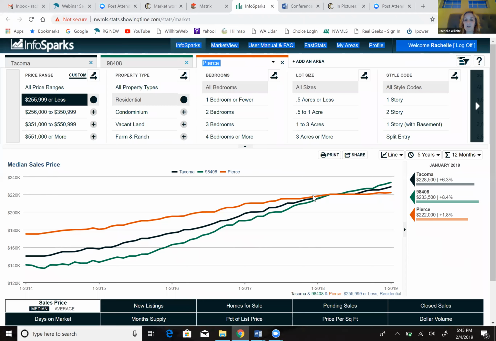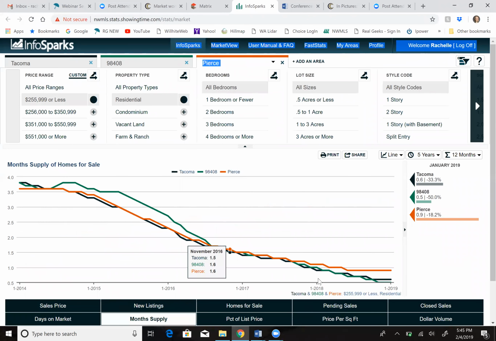Now we can go to months of supply and see what's happening. It's all the way down here, below half a month. It's gone in the first day it's on the market. Notice there's a little bit of relief in this price range, but having closing costs, we're definitely putting closing costs to the top of the price in order for sellers to be willing to pay them.